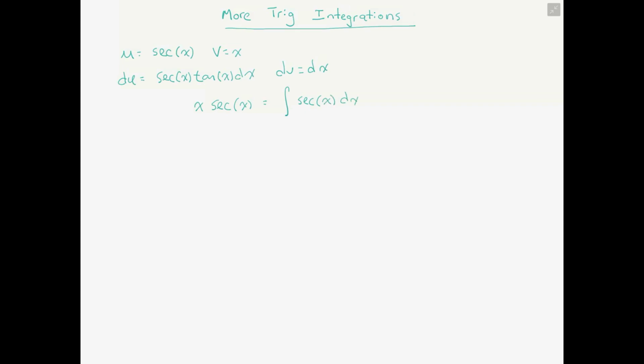So here we use UV equals the integral of U dV plus the integral of V du. Just the typical integration by parts method that we've been using. It's a very powerful method for discovering new integrals.